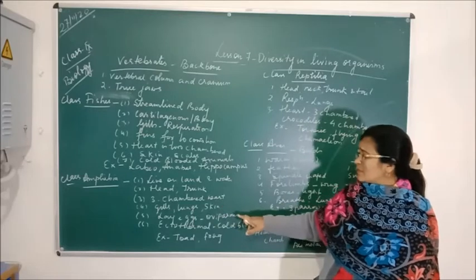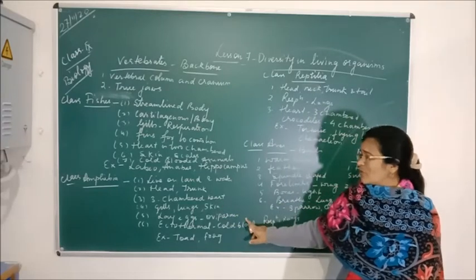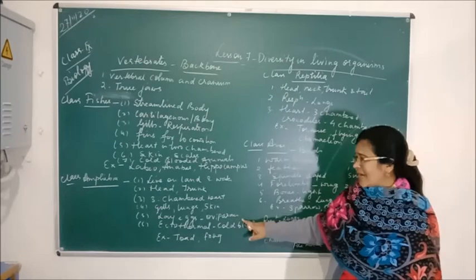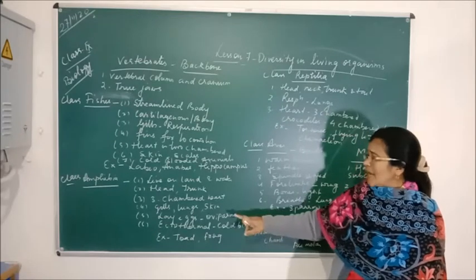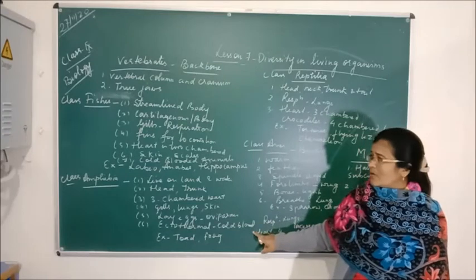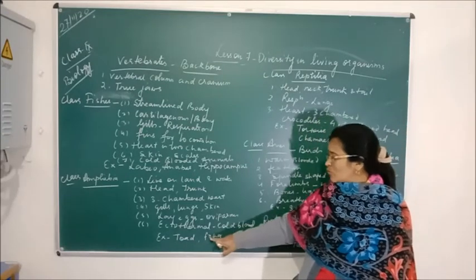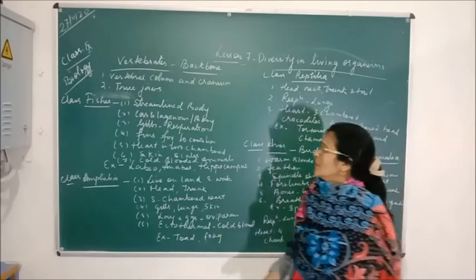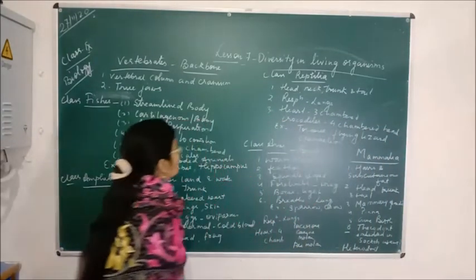These animals are oviparous in nature. Oviparous means they lay eggs, and these animals are also ectothermal, meaning cold-blooded. As examples of amphibians, we can take toad, frog and so on. So these are the features of the class amphibians.